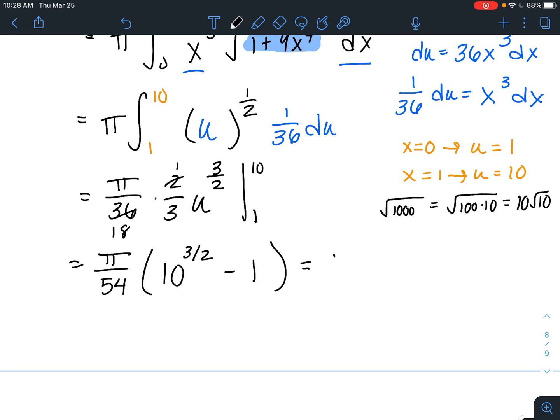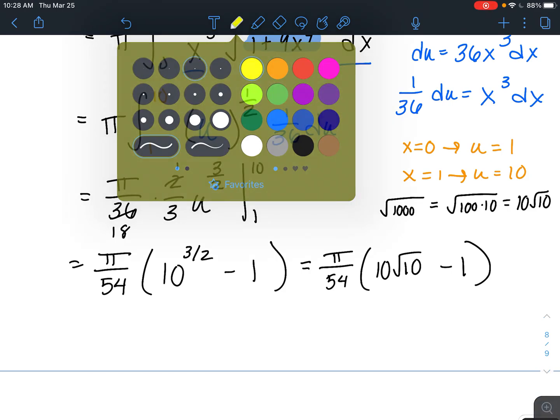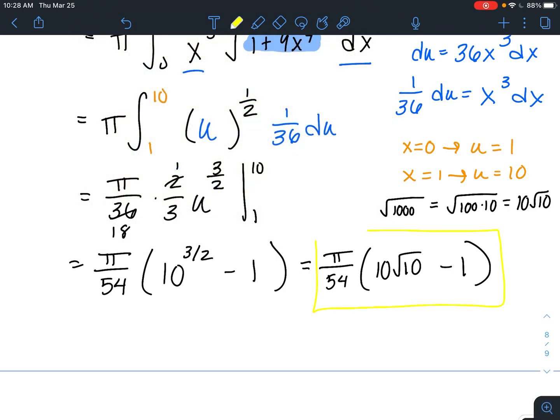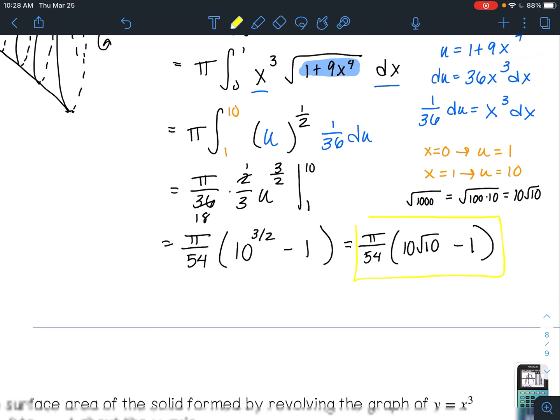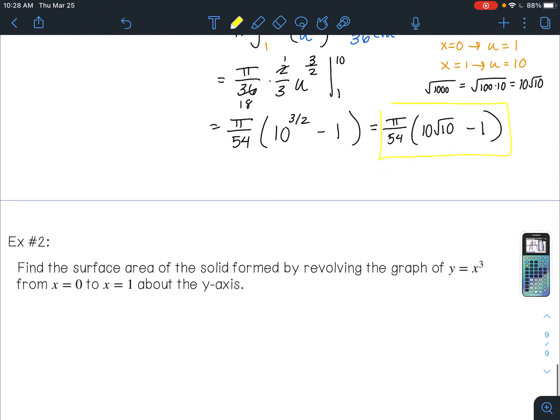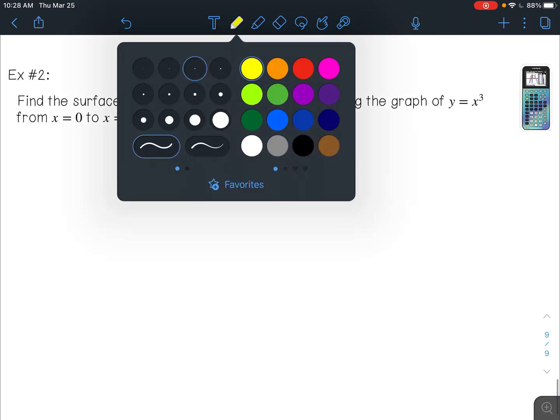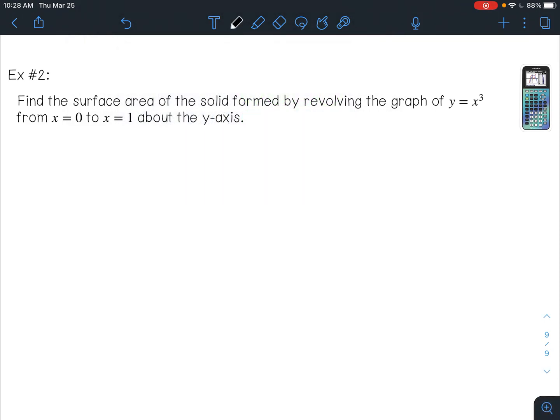So if I wanted to fully simplify this, I might leave it as pi over 54 times 10 square root of 10 all minus 1. It's going to be as simplified as I leave it today. And then let's do another one. So we're only going to do one more, and this one we can use a calculator on. So a lot of these just become difficult to integrate by hand at some point.